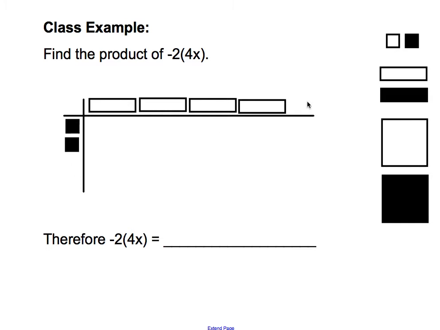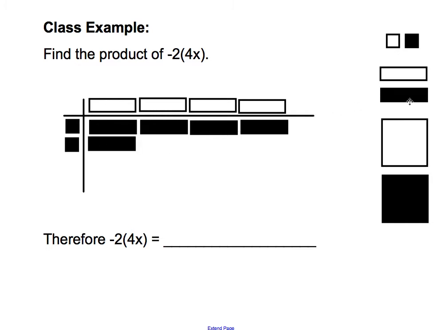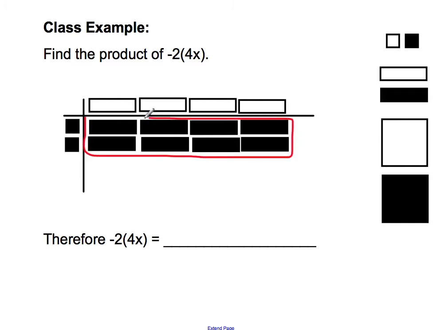So I have 2 groups of 4X, but I'm going to flip them. Okay? So if I flip a white, I'm going to get a black. And I'm going to continue to fill in the shapes that fit the dimensions until I get my rectangle. Okay? The area is my product, and I have -8 x's. So my product is -8x. Let's go on to the next one.